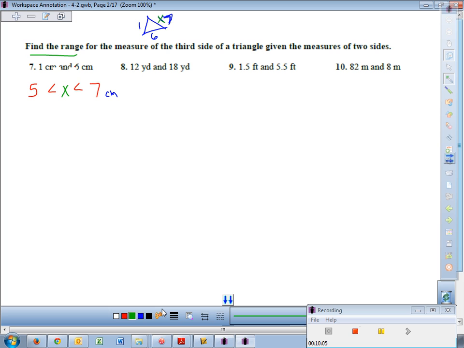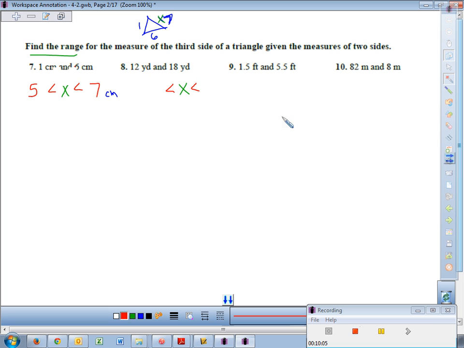Moral of the story, for these problems, it's so simple. X goes in the middle. Find the smaller number by subtracting the two values. Find the larger boundary by adding them. And these symbols always point to the left, and they will never have equal to bars. So let's do it again. X goes in the middle. Which way do the symbols point? To the left. Smaller boundary.